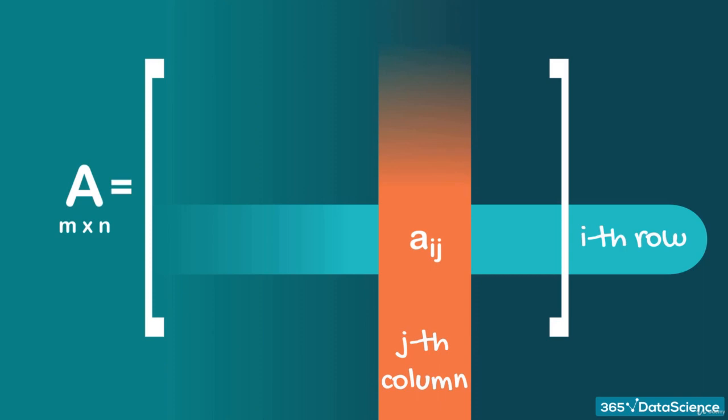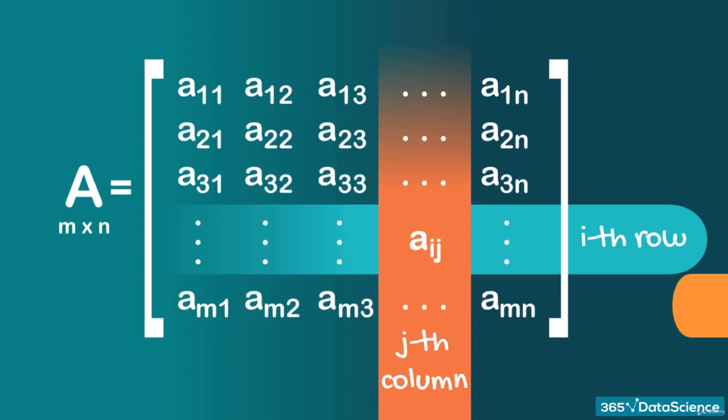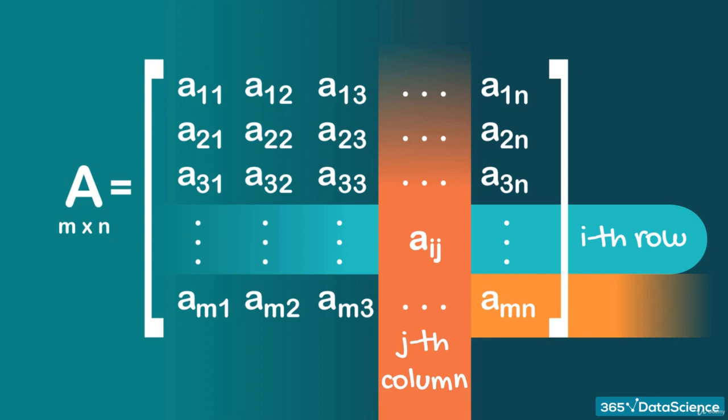Therefore, if we want to fill in the matrix, it would start from a_11, then a_12, a_13, until a_1n to finish the first row. Similarly, we've got a_11, a_21, a_31, until a_m1 to complete the first column. The last element of the matrix is a_mn. The total number of elements is m times n.